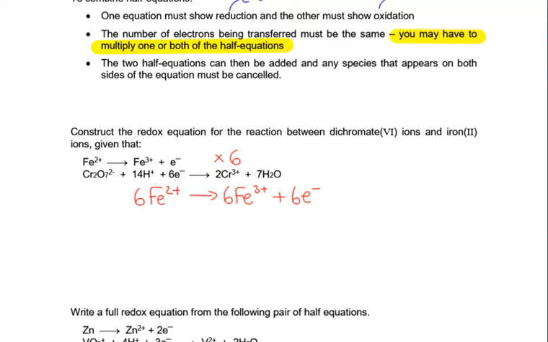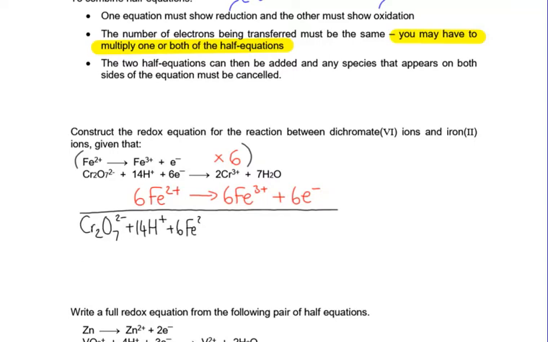What I'm going to do now is, I don't need this top one anymore, I'm literally going to just add them up together. So what have I got? I've got Cr2O7 2- and 14 H+ and 6 Fe2+ and 6 electrons. And then on the other side I've got 2 chromium 3+ and 7 waters and 6 Fe3+. So I'm just bringing everything from the two equations and 6 electrons.